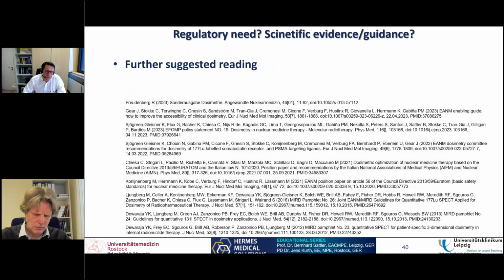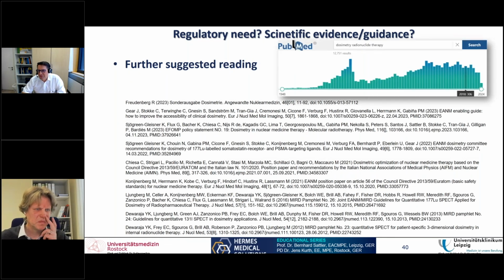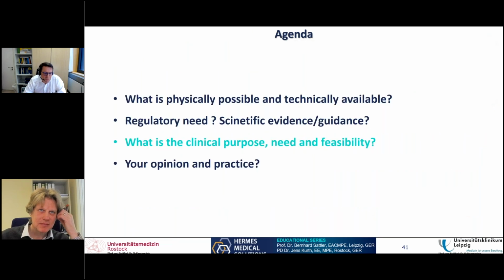And herewith, I want to end. I just gave you some more reading, and here the history of publications on dosimetry and radionuclide therapy, which dates back very far. I don't know what was happening here in the 70s, but that must be another topic. Since about 20 years, we have about 300 publications every year on this topic, so it must be a beauty. Now I hand over to Jens, who will talk about the clinical purpose, need, and feasibility. Maybe that surprises you a little, but that's the plan in this webinar.